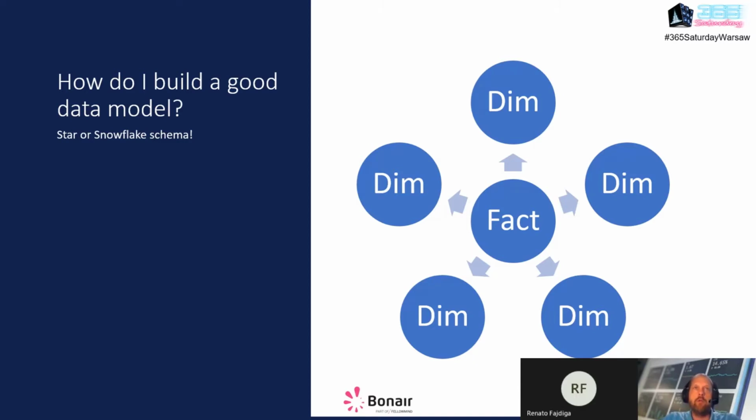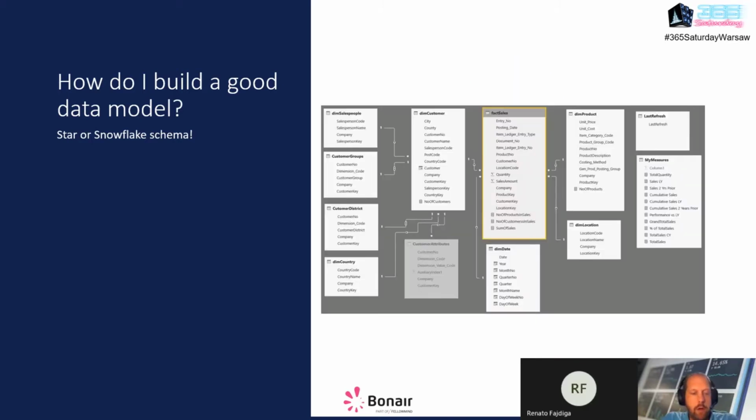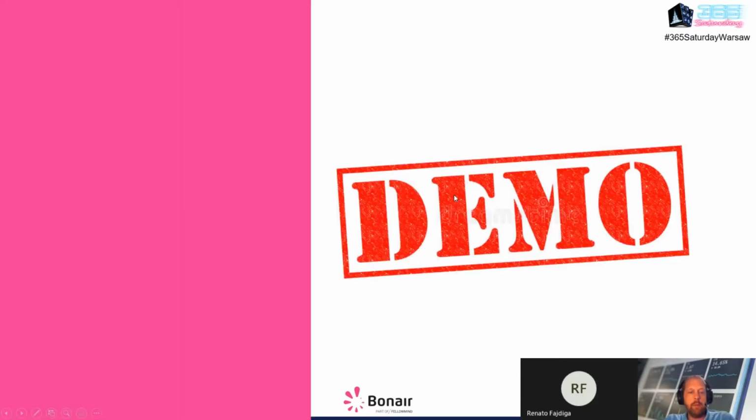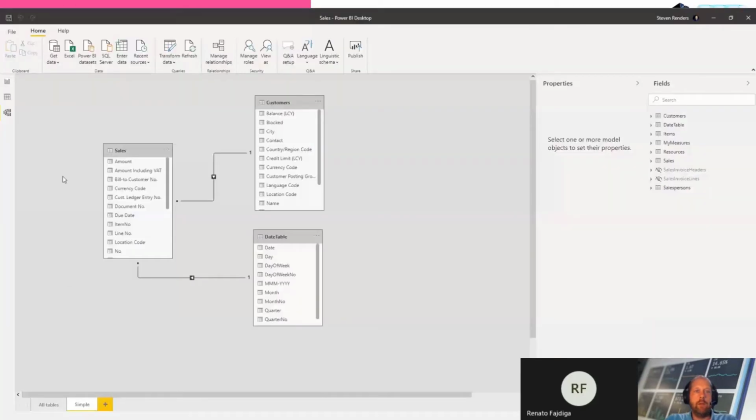But these dimensions could be Business Central dimensions or dimension set entries, but they can also be, for example, items, customers, salespeople, and so on. So here we see a practical example of such a data model with the fact sales in the middle, surrounded with all of these other tables. Let me go over to some examples. And the first example, let me open that, is here.